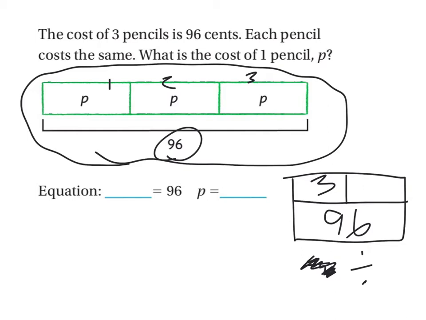Definitely have 96 as a total. That's how much was spent, 96 cents. They bought 3 pencils, but they care about 1 pencil. So I think we're going to set up a pretty simple division problem here of 96 divided by 3. Looking at this problem, we'll go through our steps for division.